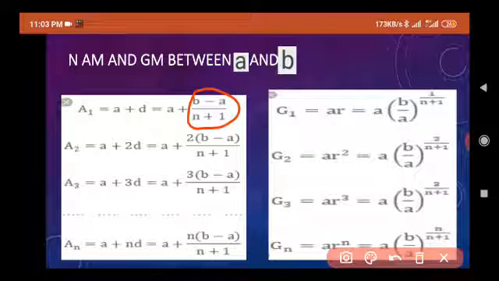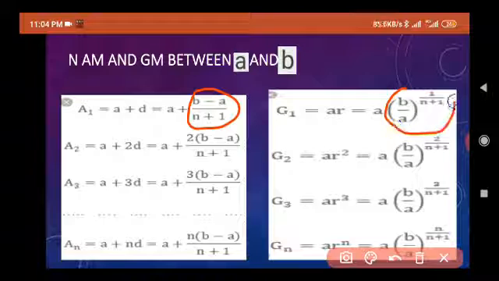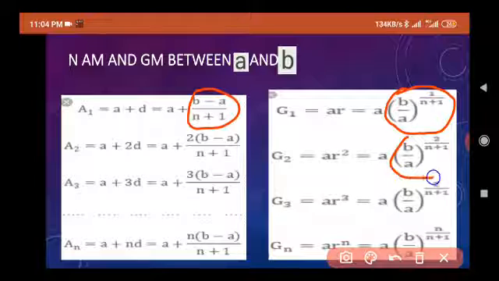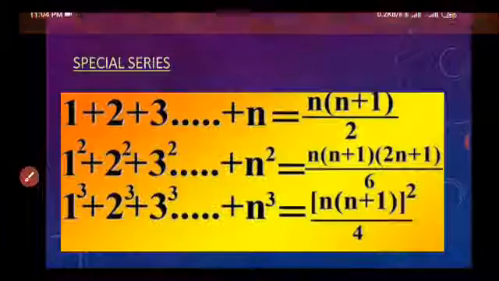But in the case of geometric progression, G1 will be a times r, where r is the common ratio. So if the power is 1 upon n plus 1, then we get the first GM, but for the second the power will be 2 upon n plus 1, likewise 3 upon n plus 1 and dot dot dot, where r is (b by a) to the power 1 upon n plus 1.